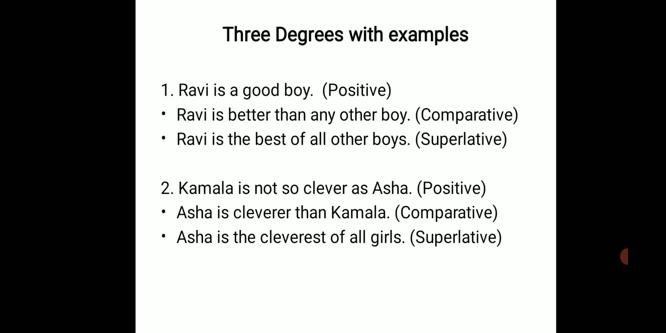Kamala is not so clever as Asha. Now it is a challenge. Even though there are 2 persons, Kamala and Asha, the positive degree is retained by use of so as or as. So then there is no question of comparison. Kamala is not so clever as Asha. Now while making the meaning clear, the positive degree is retained.